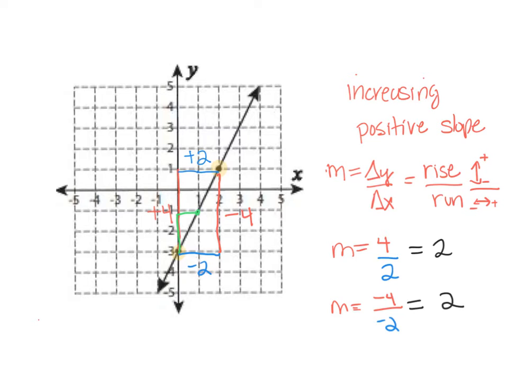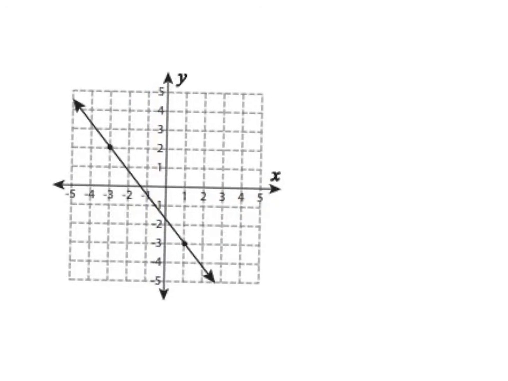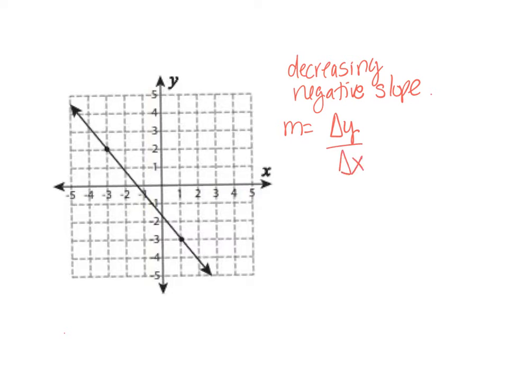All right, let's take a look at another example. And as soon as I look at this example, I can see that my slope is negative because it's decreasing. So I know that when I get done, my answer should be negative. If I think about slope as the change in y over the change in x, or excuse me, the amount of rise over the amount of run.